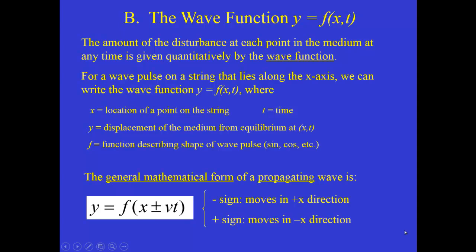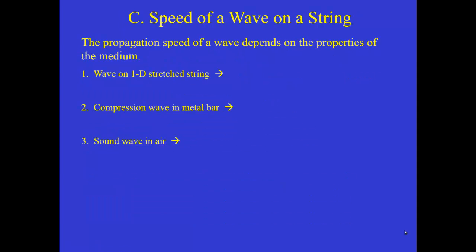Now let's talk for a second about the speed of a wave on a string. And this is important because it turns out that the propagation speed of a wave depends on the properties of the medium. For example, that wave on a string, if we have a stretched string like a guitar string, you probably know, if you've ever tuned a guitar, that one way of changing the properties of that wave is by changing the tension on the string. And it stands to reason that the higher the tension, the faster a wave could propagate along that string.